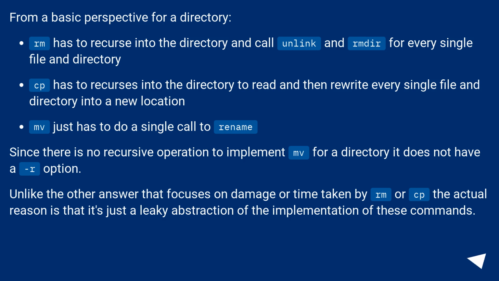From a basic perspective, for a directory, RM has to recurse into the directory and call unlink and rmdir for every single file and directory. CP has to recurse into the directory to read and then rewrite every single file and directory into a new location. MV just has to do a single call to rename. Since there is no recursive operation to implement MV for a directory, it does not have a -R option.